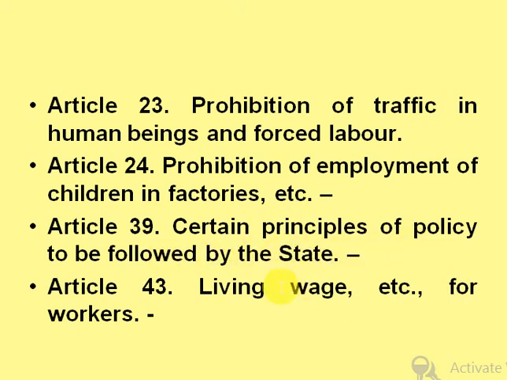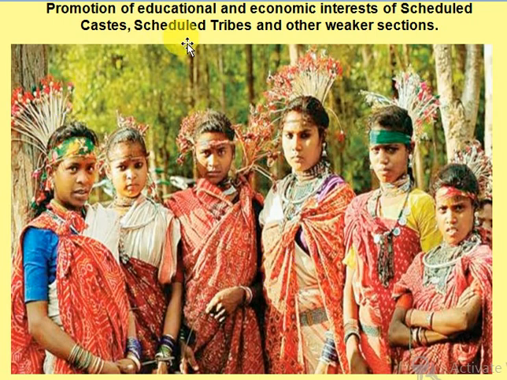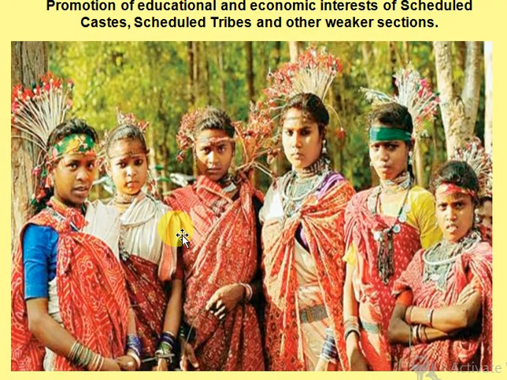Article 39, certain principles of policies to be followed by the state. Article 43, living wage, etc. for workers. So these are some examples. Promotion of educational and economic interest of scheduled castes, scheduled tribes and other weaker sections. So all these facilities, education, economic interest should be promoted to each and every one. It should not be discriminated against castes, scheduled tribes, and other weaker sections. All people in the nation are equal.